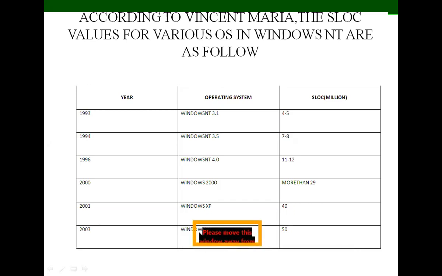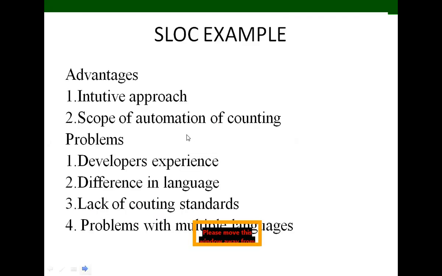Okay, clear? So this is about SLOC, and yesterday I discussed the advantages of SLOC: an intuitive approach, and also scope of automation of counting. And it has four problems in SLOC: developers experience difference in language, lack of counting standards, and problem with multiple languages. All these are explained in yesterday's class.